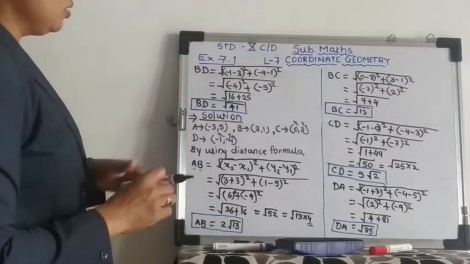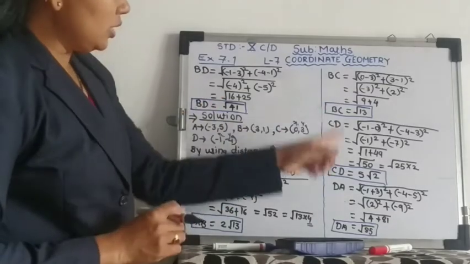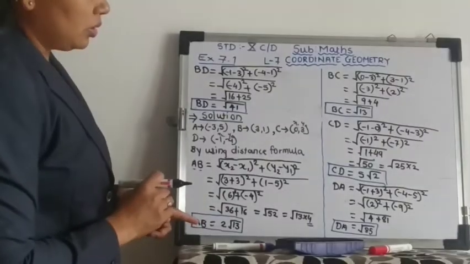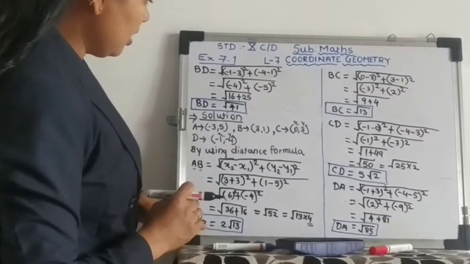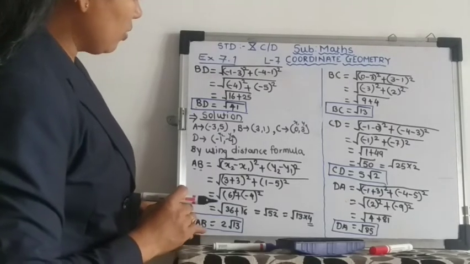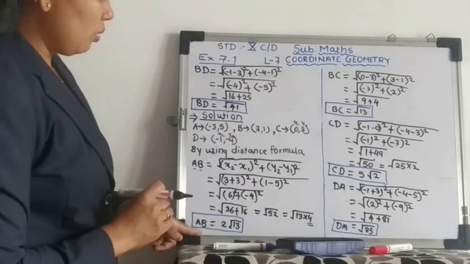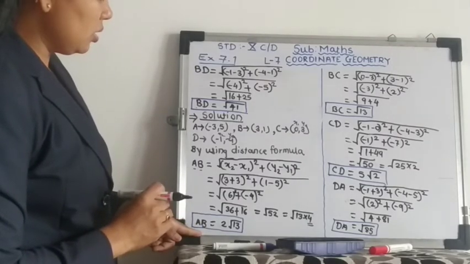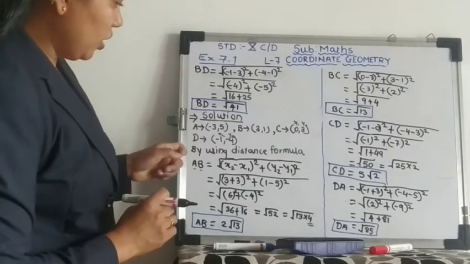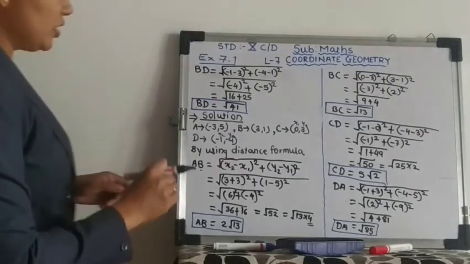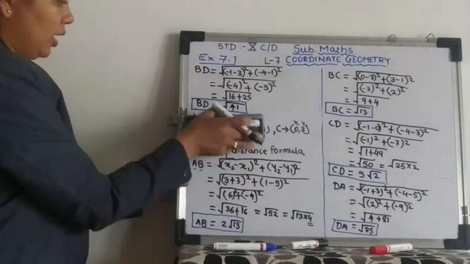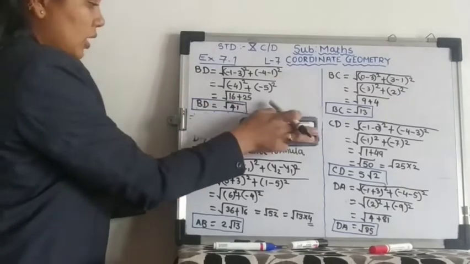Now see, students, do we have any equal side here? No, right? Is there anything left? Yes, one more side we have to find. AB is done, BC is done, CD is done, DA is done and BD is done. So we have to find AC. Let us find AC first and then we will decide whether it is equal or not.